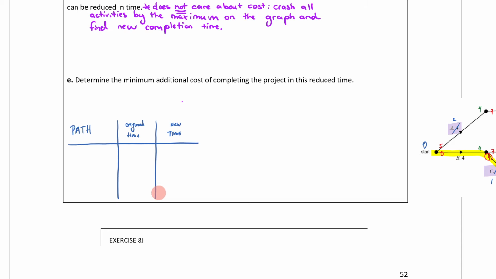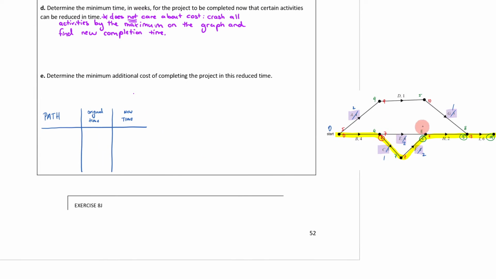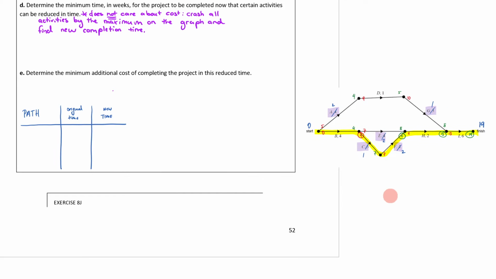Okay. Now this is where it becomes a bit hard. You have to be able to look at your graph while you write at the same time. So what are we going to consider here? Well, we can consider ADGI. The original time of this would be 4 plus 1 is 5, plus 3 is 8, plus 6 will be 14. So the original time is 14. But for this one, we can reduce the A and the G by a maximum of 2 weeks. So that means the new time would be 10 if we apply those reductions. So 2 plus 1 is 3, plus 1 is 4, plus 6 is 10.